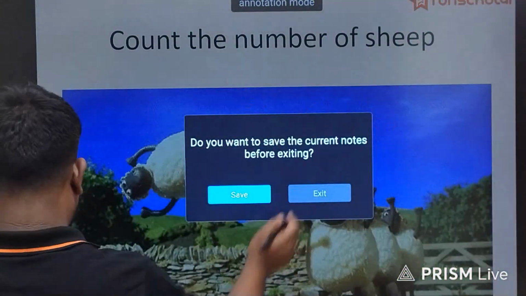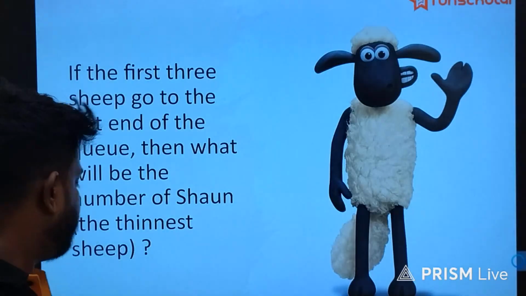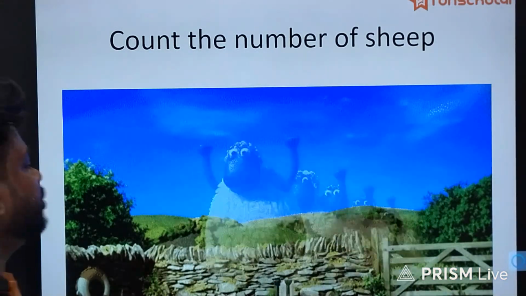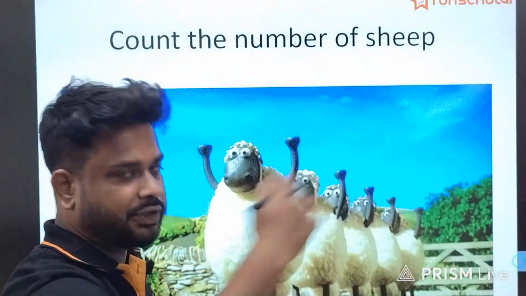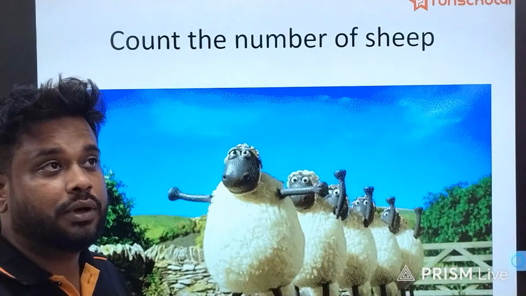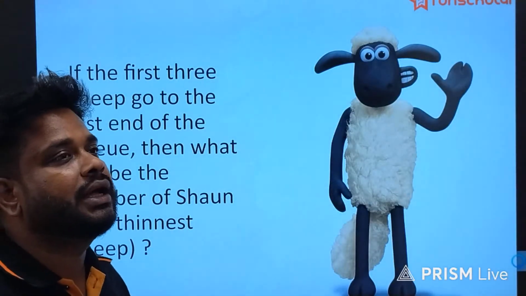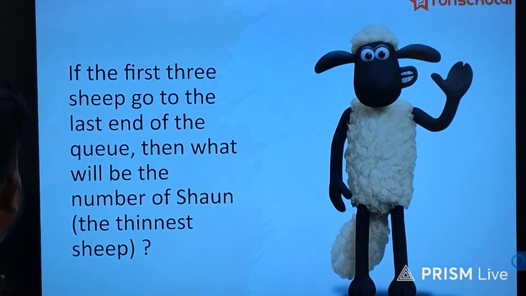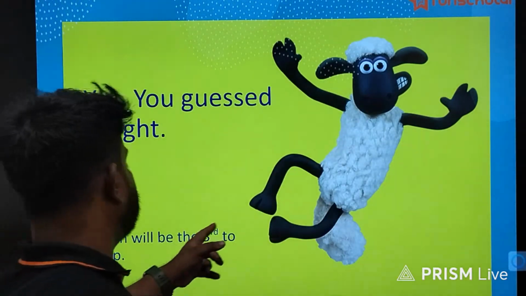Okay, so let's go again. If the first 3 ships go to the last end of the queue, then what will be the number of Sean, the thinnest ship? What we have seen is that Sean is the last one who is jumping. So if 3 of them go after Sean, Sean will be 1, 2, 3, 4. Maybe 3 of them gone after Sean, so Sean will be the third one. So this is just a pattern which we can learn. Yes, you guessed it right. Sean will be the third to jump.